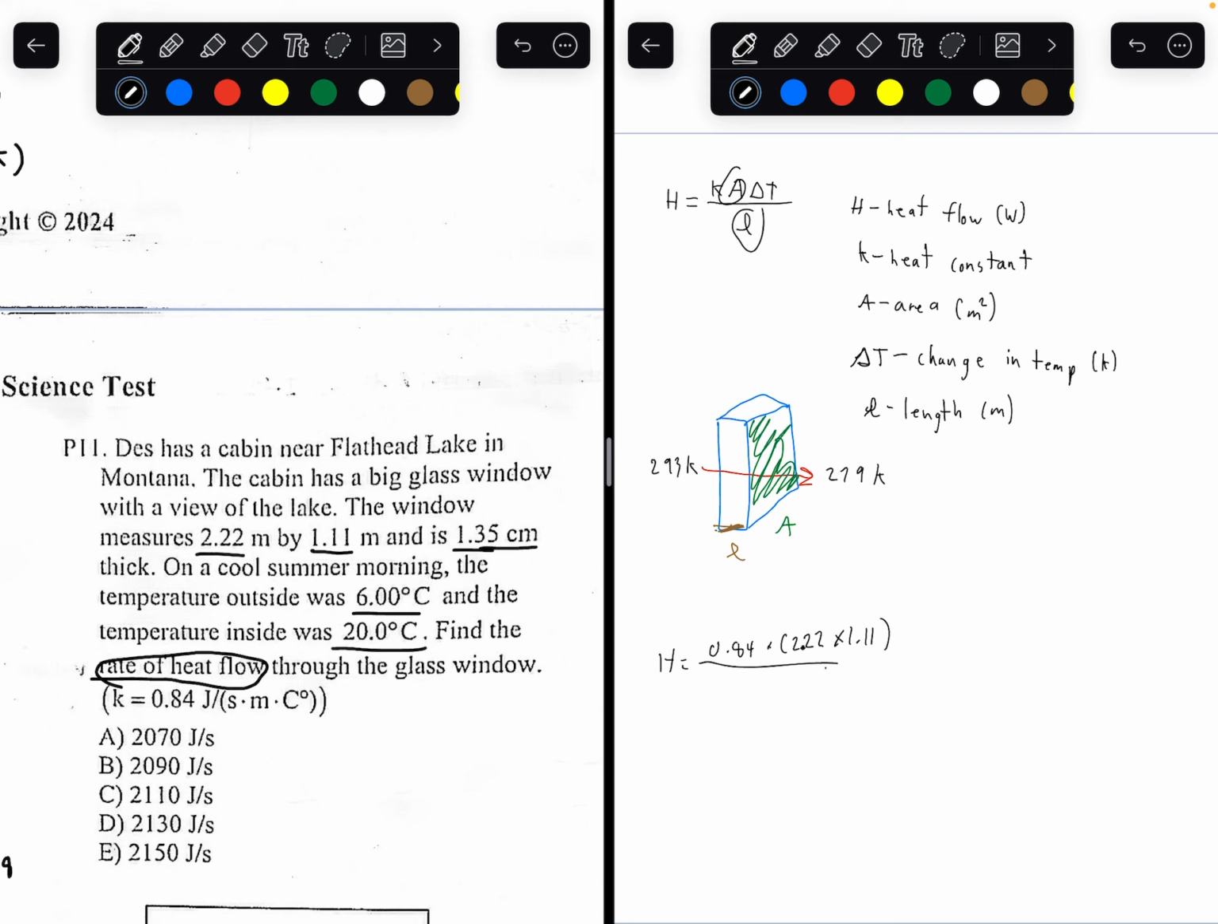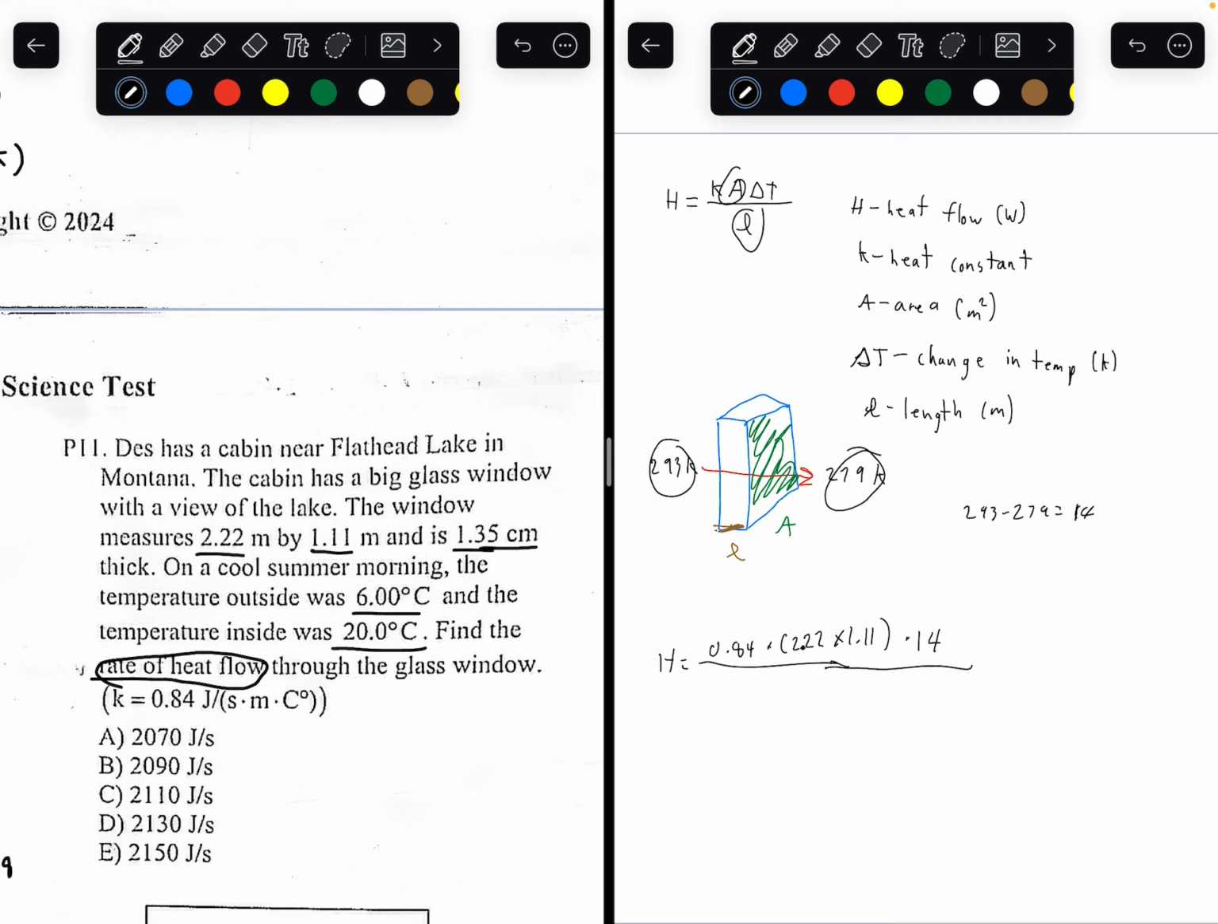Change in temperature. What is change in temperature? We just subtract these two values: 293 minus 279. Actually, change in temperature you don't have to have in Kelvin. You'll get the same number, but just get into the habit of using Kelvin very often. Times the change in temperature, which will be 14 because 293 minus 279.